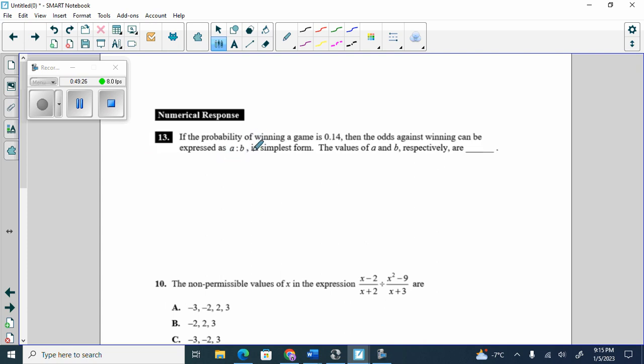So here, if the probability of winning a game is 0.14, then the odds against winning means winning comes second and the complement comes first, in simplest form. So remember, the probability of winning is 0.14. The probability of not winning is its complement, which would be 1 minus 0.14, which is 0.86.